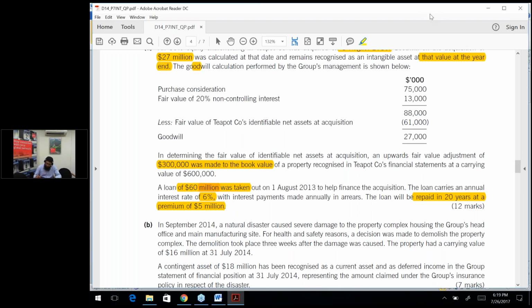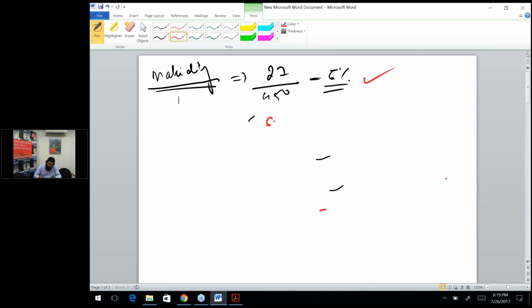Now the next thing is the purchase consideration of 75, the fair value of NCI was so-and-so, and in determining the fair value, it had this upward adjustment. In addition to this, there was this 60 million of the loan. The 60 million again divided by 450 gives you something like 15-16%, if you could calculate the correct percentage. But I think that this is material. So that is 13.3%. So that is material.